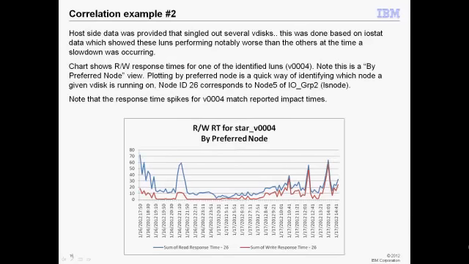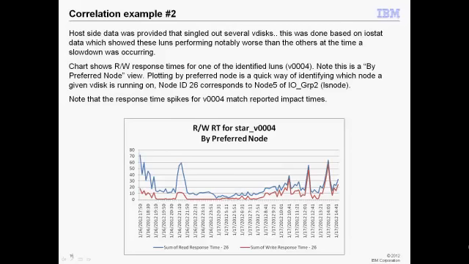Now I'll take you through another correlation example. In this case, the client provided host side data that singled out several VDisks. This was done based on IOStat data, which showed that these LUNs were performing notably worse than others at the time of the reported slowdown.